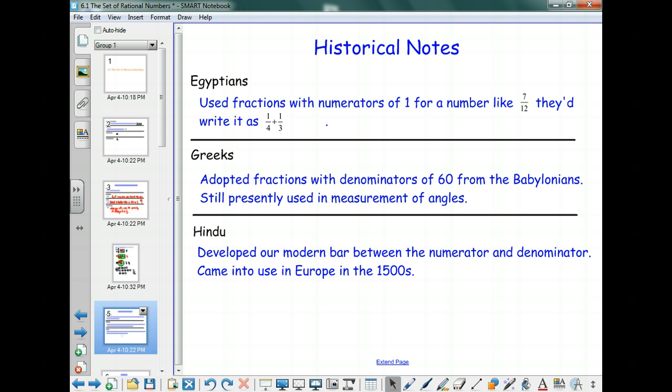And then the Hindus are the ones who developed the modern bar between our numerator and denominator, that horizontal bar that we use. That actually came about in the 1500s.